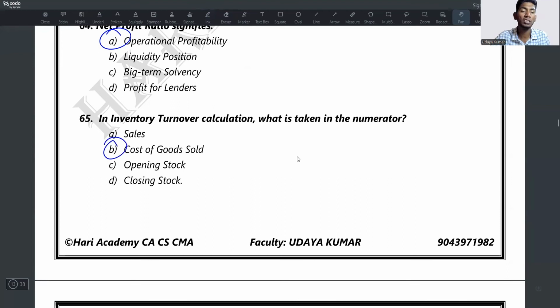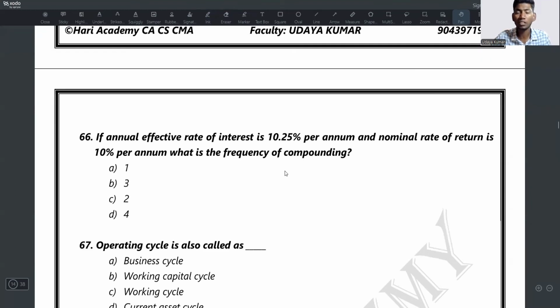So moving to question number 66. If the annual effective rate of interest is 10.25% per annum and the nominal rate of return is 10% per annum, what is the frequency of compounding? We have discussed it in our live classes, right? So it's option C, 2.